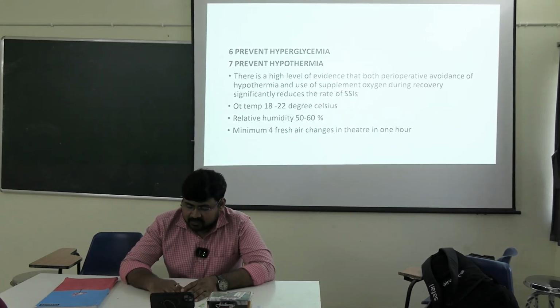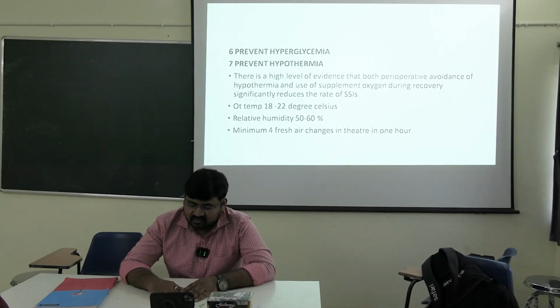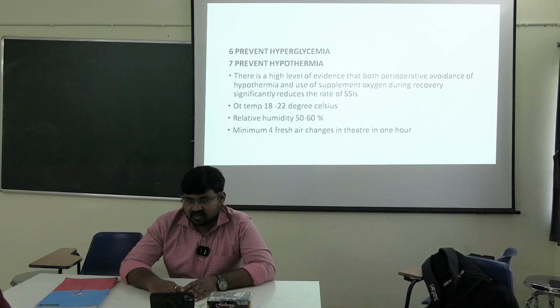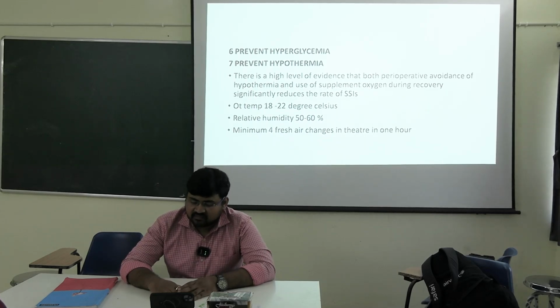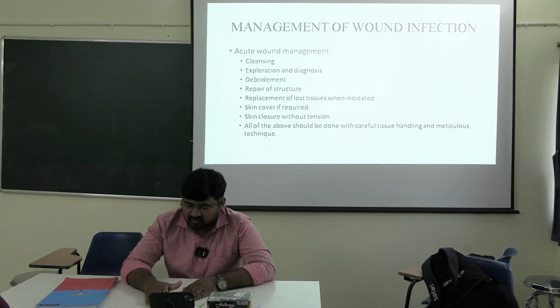Then we have to prevent hyperglycemia and prevent hypothermia. There is a high level of evidence that both perioperative avoidance of hypothermia and use of supplemental oxygen during recovery significantly reduce the rate of SSI. The OT temperature has to be kept in a range of 18 to 22 degrees Celsius. Relative humidity is 50 to 60%. A minimum of 4 fresh air changes in the theatre in 1 hour is required.